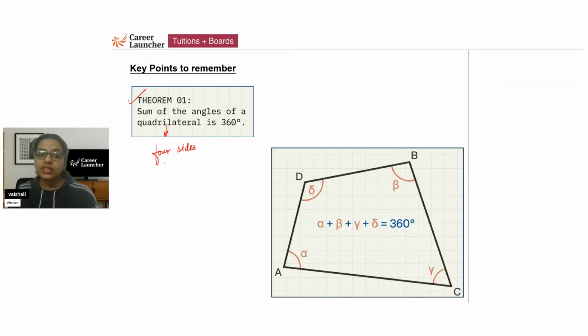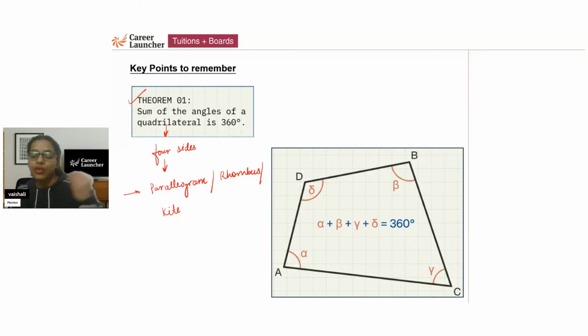उसमें further we generally try to look into whether we are dealing with a parallelogram, right? Maybe you are dealing with a rhombus, maybe you are dealing with a kite, right? So what are all of these figures? They are having four sides, और इसको हम कहते हैं quadrilateral है.